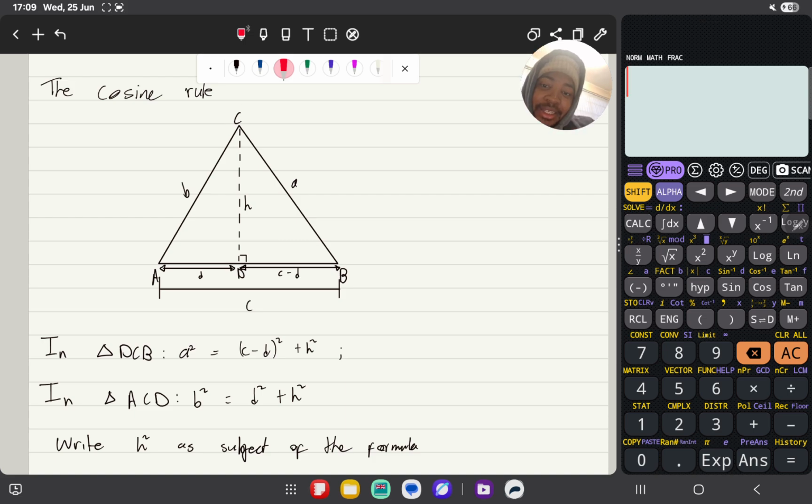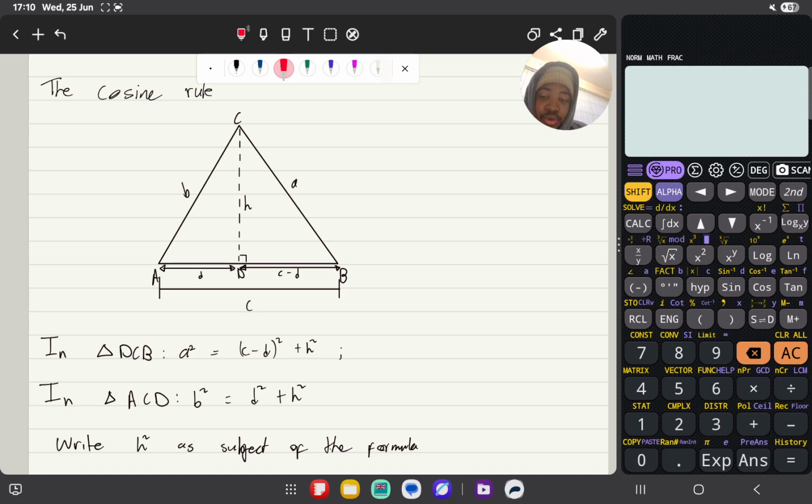Construct a straight line, which is DC, right? You construct a straight line which is DC, and that straight line has to be perpendicular to AB, right? Then overall, you will have three triangles, but let's just focus on two triangles, particularly triangle DCB and triangle ACD, right?